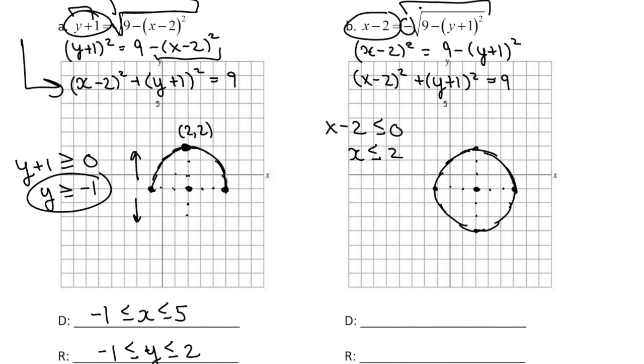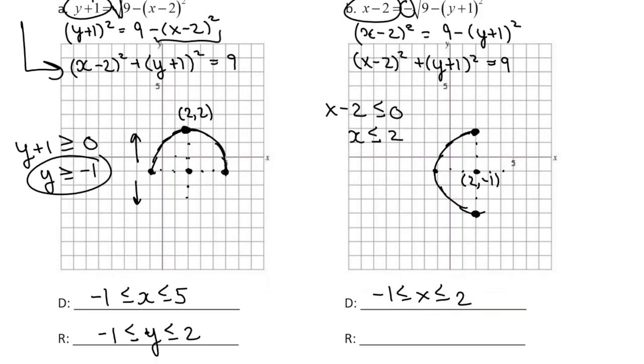And so when looking at your center here at (2, -1), and it's defined for everything less than or equal to 2, it means that your x's now have the restriction where it's just going to be this half of the circle. And so your domain would be everything from -1 to 2. And your range would be everything from -4 to 2.